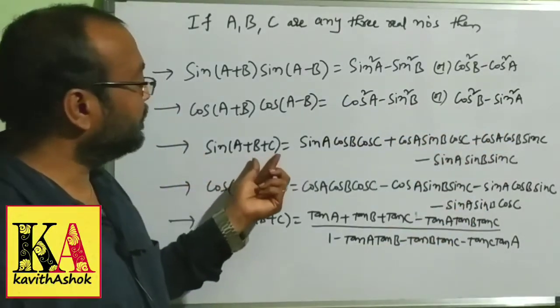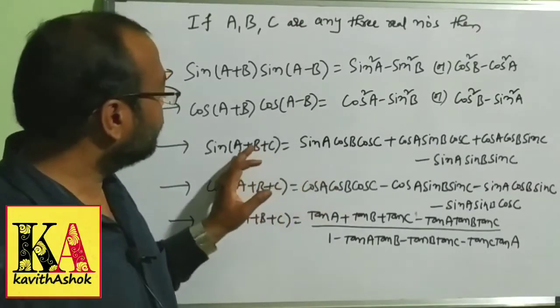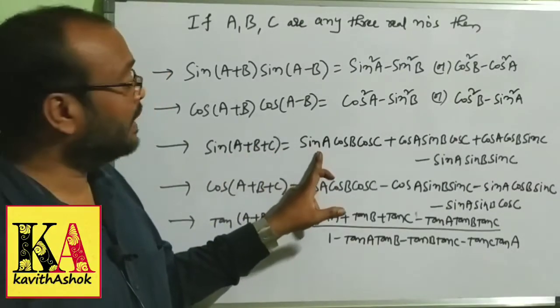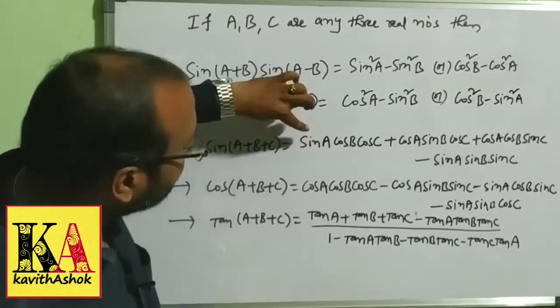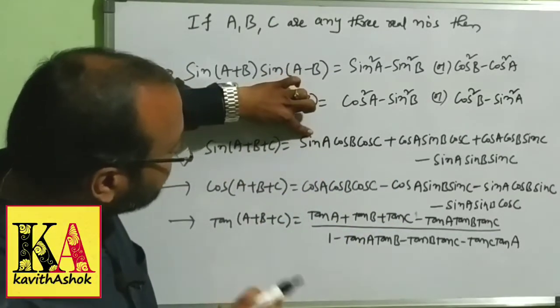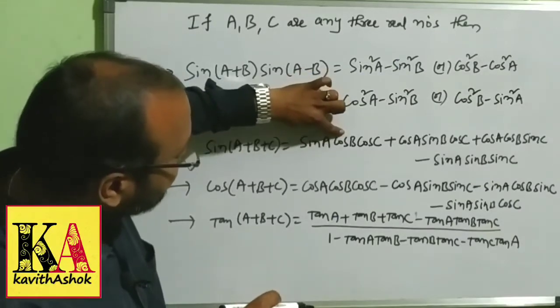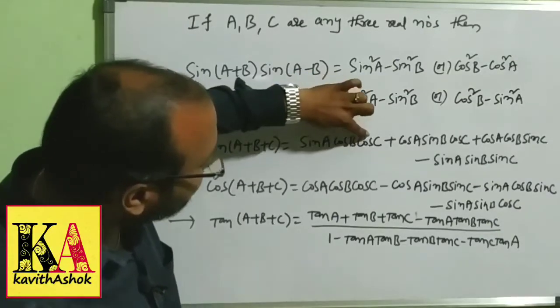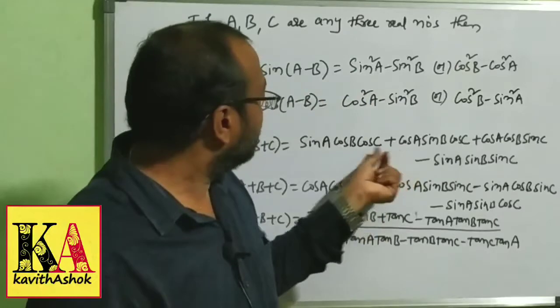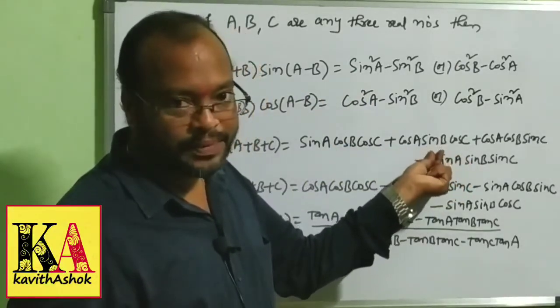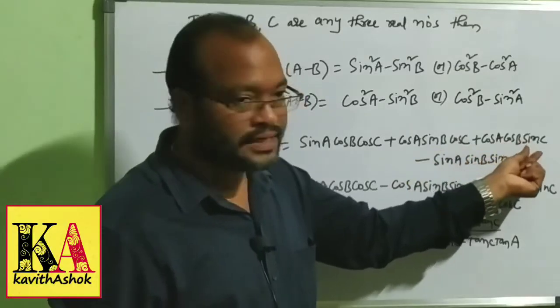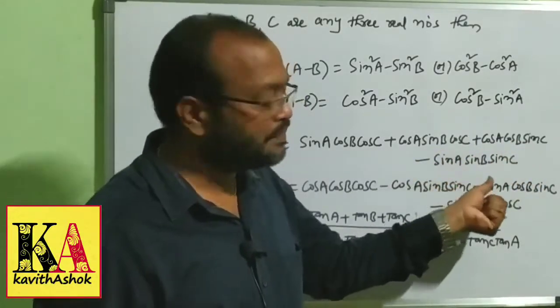Sin of A plus B plus C is equal to, look at here now, first sin A cos B cos C plus, here in the place of sin, first position sin A, the second sin B, the third position sin C. Look at here now, cos A sin B cos C, it will be in the middle. Next cos A cos B sin C, it will be at the end, minus sin A sin B sin C.